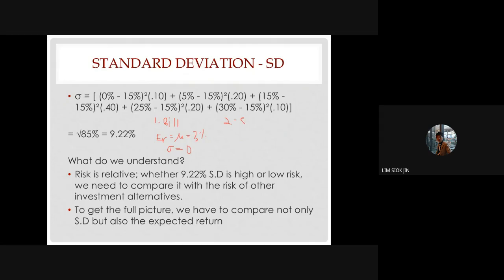Two is stock. This one I put mu. The return is 15%, right? High. But what about the standard deviation? What about the risk? It's about 9.22%. Wow. So what it means? So you cannot compare, right? You cannot compare, hard to compare.